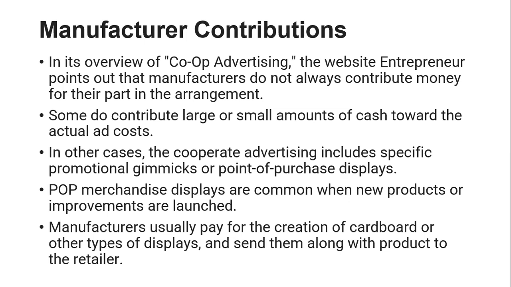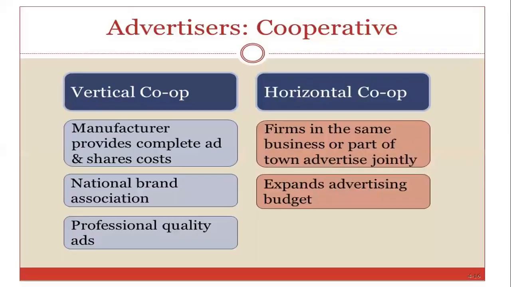For example, putting it on the frame, the framing cost, and then the municipality permission. Now, if you see, there are vertical cooperative and horizontal cooperative advertising. In vertical cooperative, the manufacturer provides the complete ad and shares the cost. In horizontal, firms in the same business take part to advertise jointly. A national brand association would be with the vertical cooperative advertising, and proportional quality ads will be prepared because they are already branded firms. Here it expands the advertising budget, especially in the horizontal cooperative.